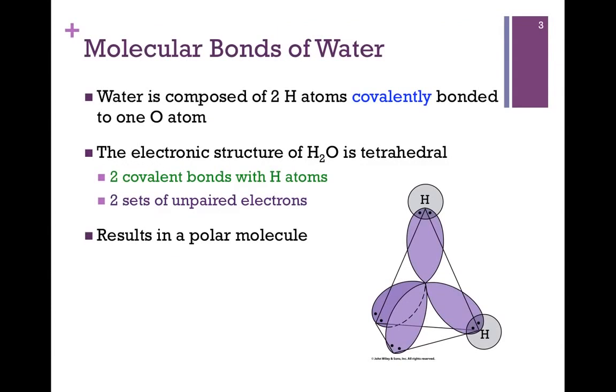First of all, the molecule itself is composed of an oxygen atom covalently bonded to two hydrogen atoms. Recall from our last video, this means they're sharing electrons. Now, even though there are only two covalent bonds, the structure of water is actually tetrahedral, and that has to do with the fact that the oxygen atom also carries two sets of unpaired electrons. It's not a perfect tetrahedron, though, because they are unshared. It is the presence of these unpaired electrons that makes water a polar molecule.